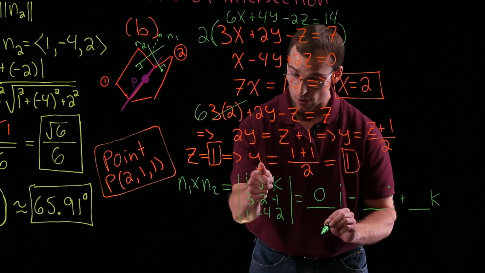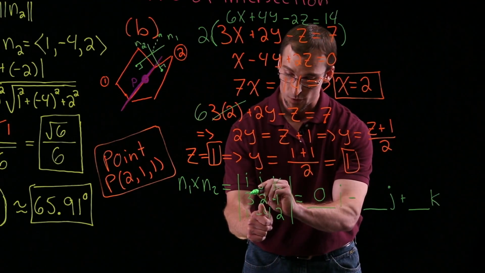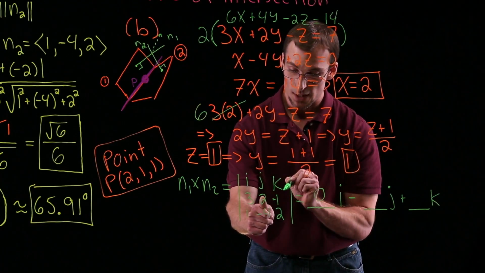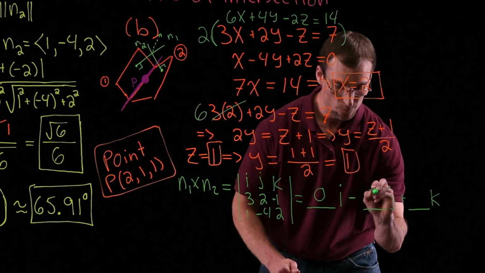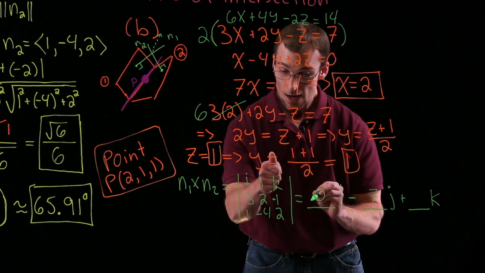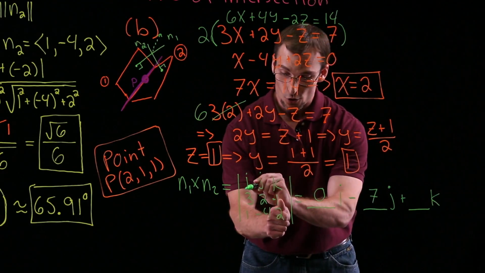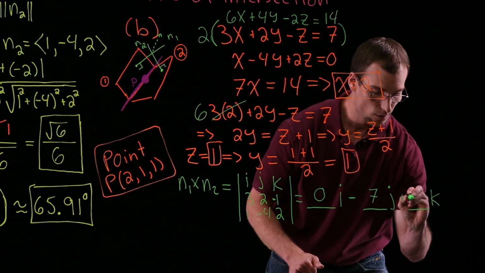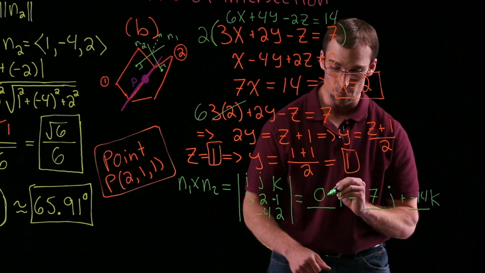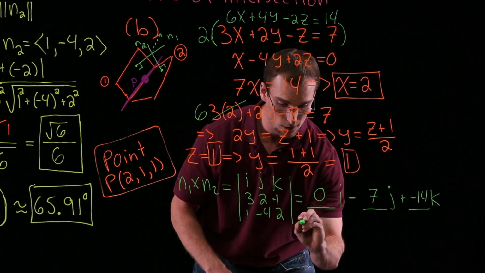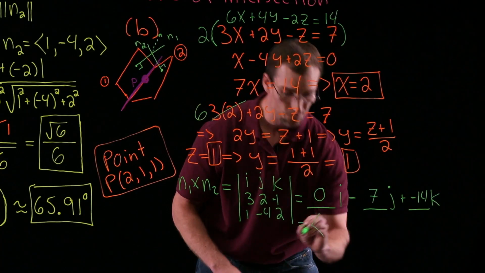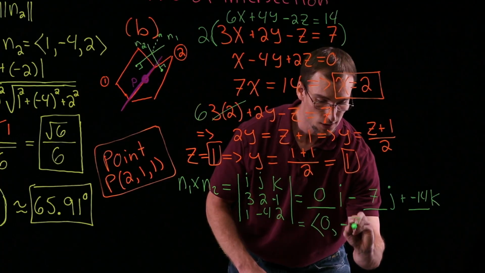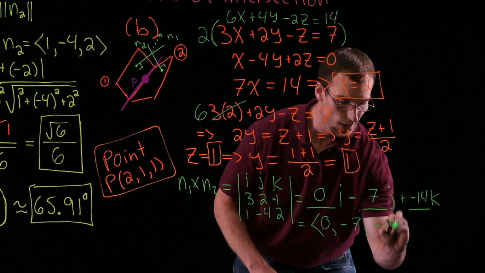For the number in front of j, we cover up our j column and multiply our diagonals: 3 times 2, which is 6, minus 1 times -1, which gives us 7. Then we cover up our k column: 3 times -4 is -12, minus 2, so it gives us -14. So our vector, which we'll write in component form because that's all we really care about, is going to be 0, -7, and -14.